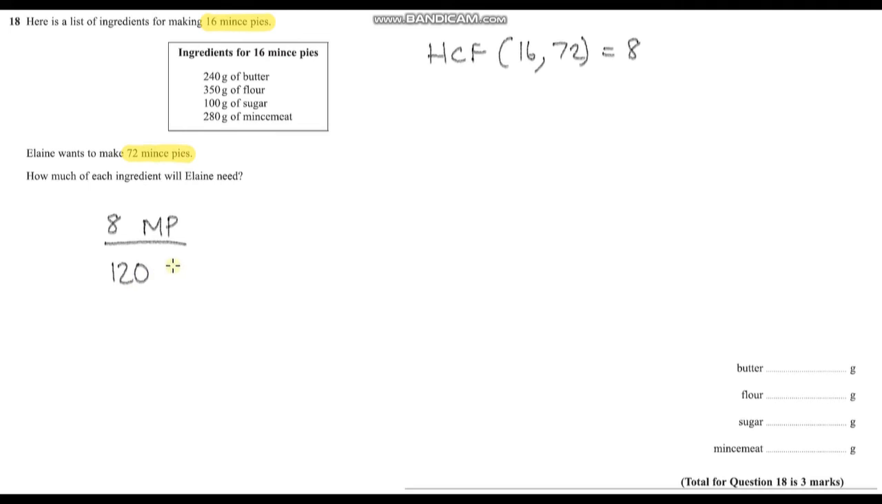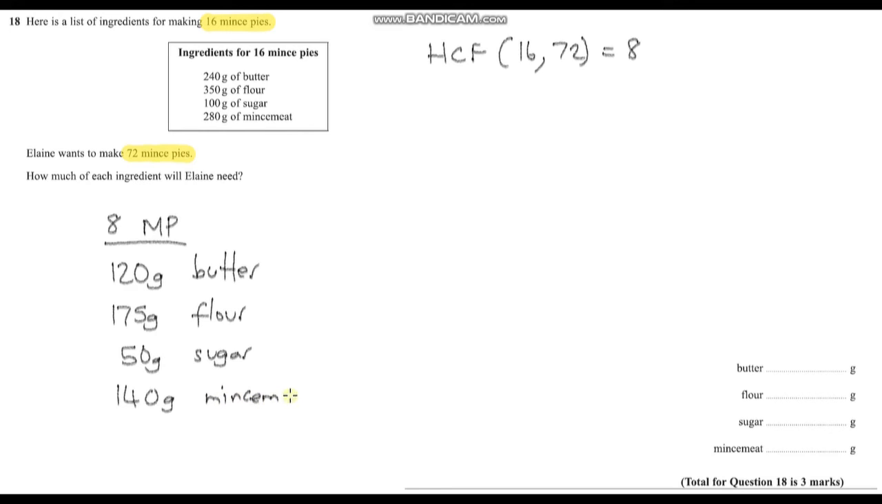So we've got 120 grams of butter. Half of 350 is 175. 175 grams of flour. Half of 100 is 50. So 50 grams of sugar. And then half of 280 is 140. So 140 grams of mincemeat. Okay, so now we know how much ingredients for 8 mince pies. We can now do 72 mince pies. So 72 mince pies. We just need to multiply everything by 9.